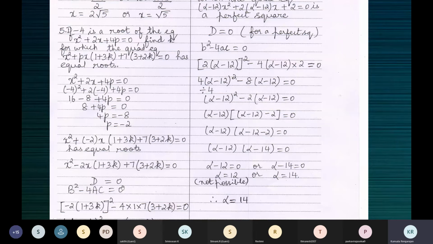See, you should just write this one. If you write d is 0, that's all. You can solve it. See, you have an equation, d is 0. That means b square minus 4ac is 0. That means this one is 0. Now work this, solve this.